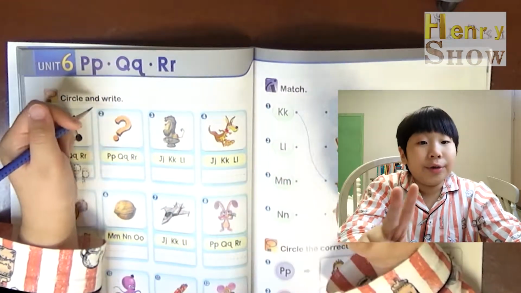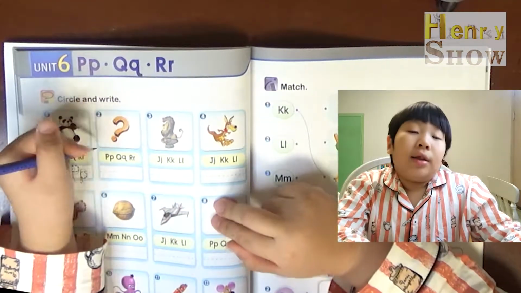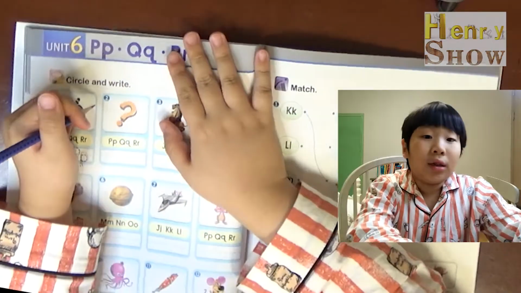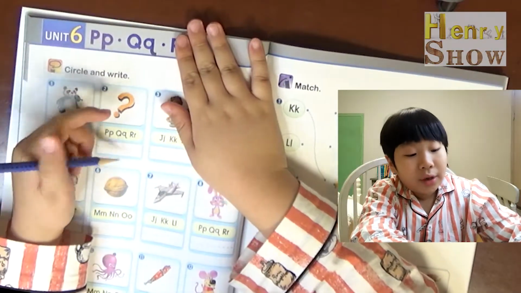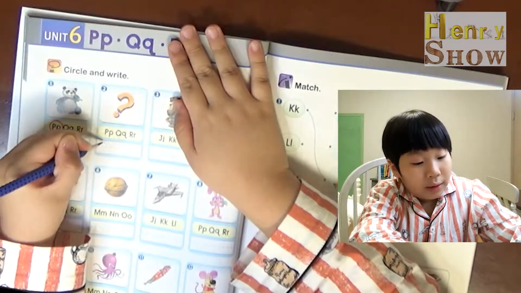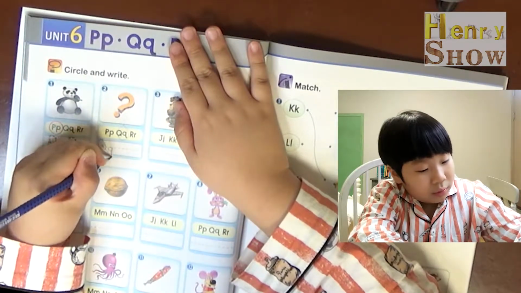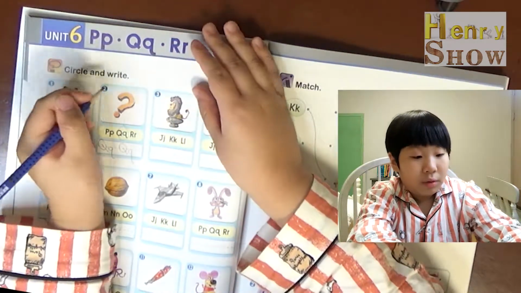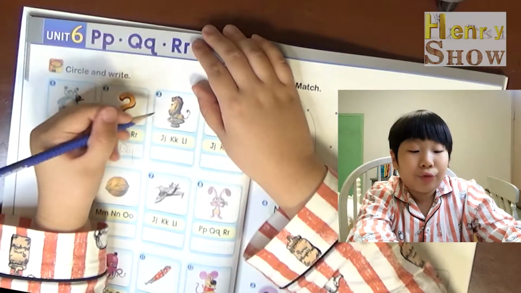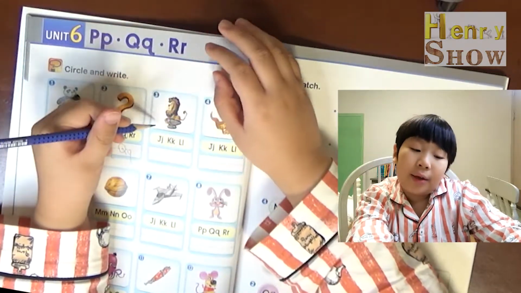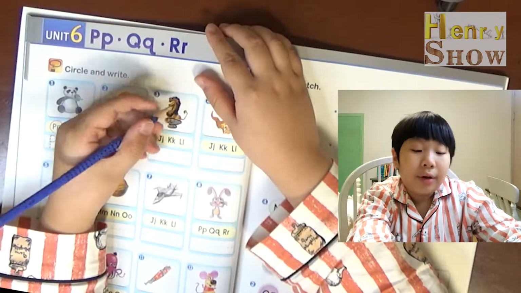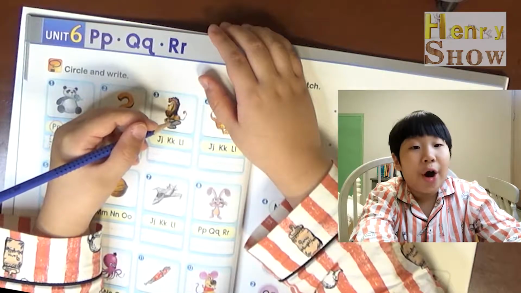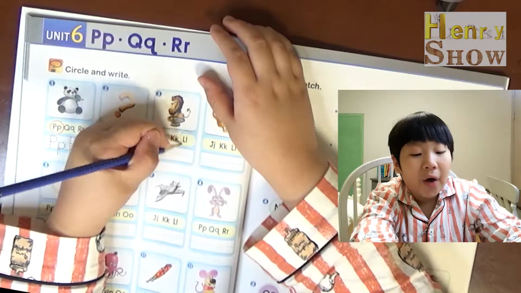Now number 2. What do you think this is? This is a question. What does question begin with? Question begins with Q. Q. Number 3. What do you think? This is a lion. What does lion begin with? Lion begins with L. L.